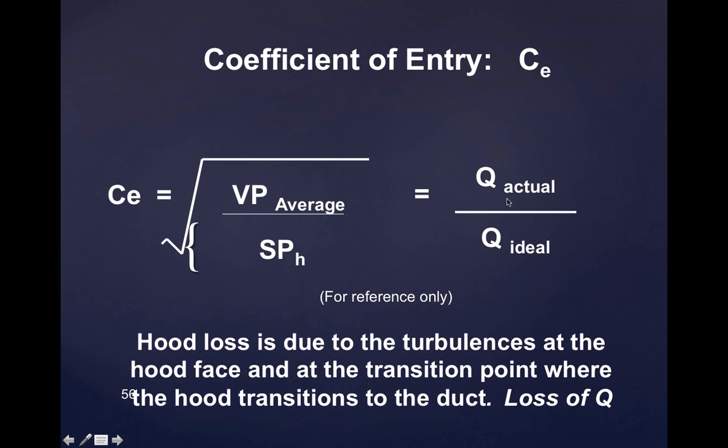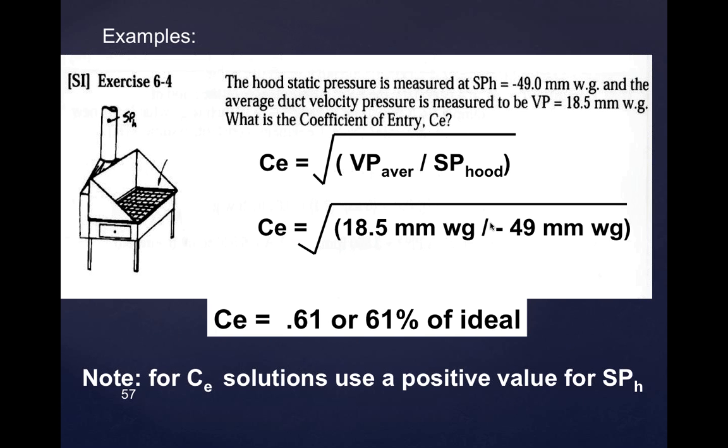So the coefficient of entry is this fraction, a measure of efficiency. In other words, if you need twice as much air as the ideal situation to get the static pressure that you need for the hood to work properly, then the coefficient of entry reflects a bigger number and represents a higher level of loss, or less efficiency.